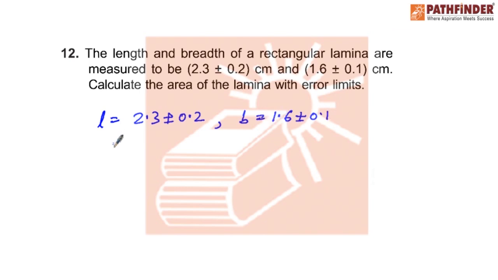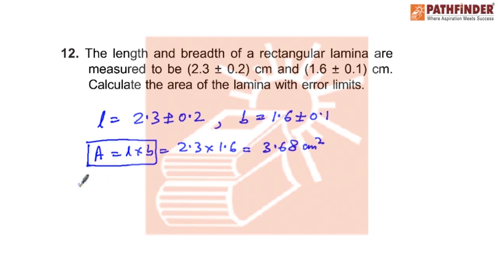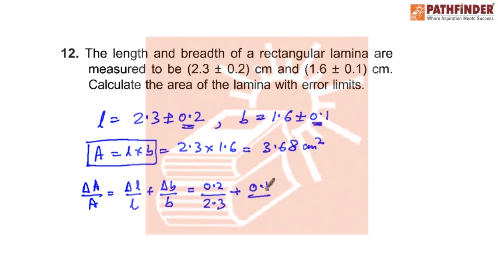So I have to multiply these two. When I multiply the values, L into B, I have 2.3 into 1.6, so that is 3.68 centimeter square. Now, taking log on both sides and differentiating, we have del A by A equal to del L by L plus del B by B. Del L means the change in length, that is 0.2, by the original length, that is 2.3, and del B is 0.1 by the original breadth, that is 1.6.